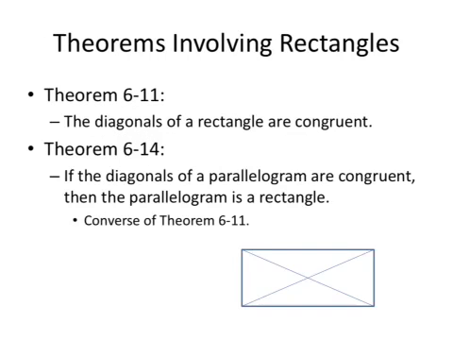Okay, so now let's turn to your rectangle page of your foldable and take some notes on theorems involving rectangles. Theorem 6.11 says the diagonals of a rectangle are congruent. That means that the length of one diagonal is the same as the length of the other diagonal. And Theorem 6.14 says if the diagonals of a parallelogram are congruent, then the parallelogram is a rectangle. So if you have a parallelogram with two congruent diagonals, you know that parallelogram must be a rectangle.